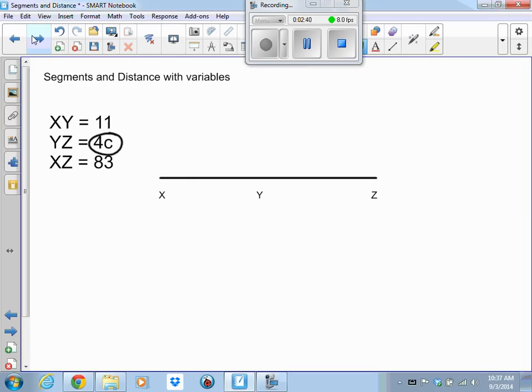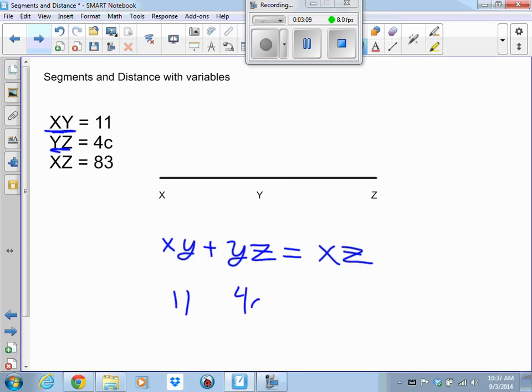All right, now the same thing applies when we're dealing with a segment that's not necessarily given numbers. They could be given these variables. So here, remember, we're preparing for the IB test, so we want you to write it out. We're going to write xy plus yz equals xz. And now we can substitute in. This is easy with numbers, but with variables, sometimes it gets hard. So xy is going to be 11, yz is 4c, and xz is 83.